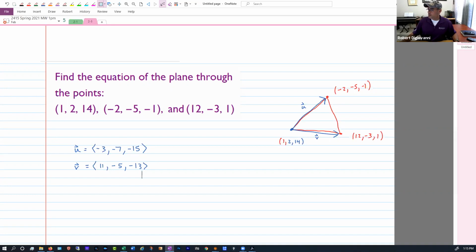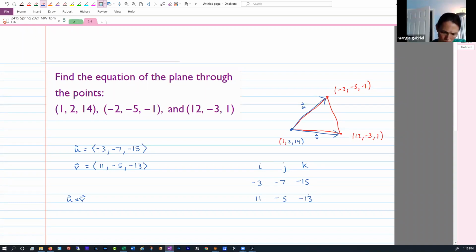All right, good. So Margie, what are we gonna do with these vectors? We're going to get the cross product of them. All right, we're gonna do the cross product. So let's go ahead and do this. Let's cross U with V, and we'll have to do that over here on the side. I'm gonna do I, J, K, -3, -7, -15, 11, -5, -13, and then we run our cross product.